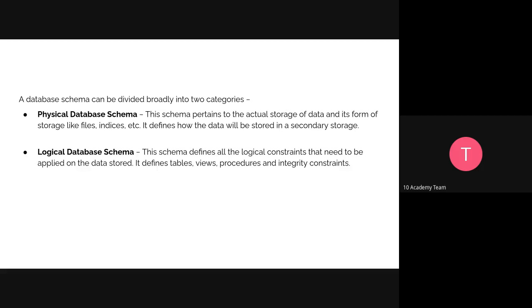A database schema can be divided broadly into two categories. We have the physical database schema. This schema pertains to the actual storage of data and its form of storage, like files and indices. It defines how the data will be stored in a secondary storage.